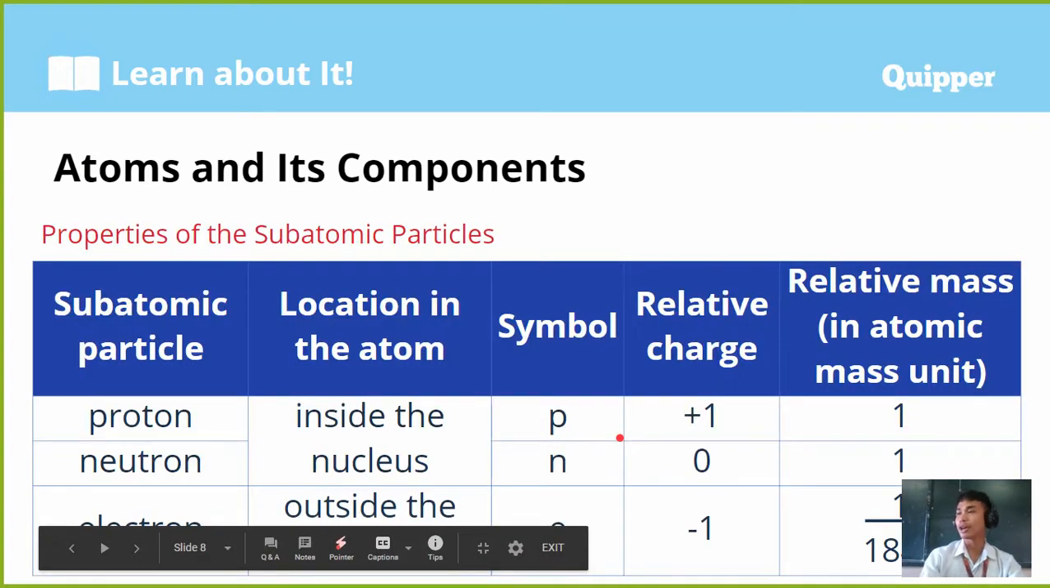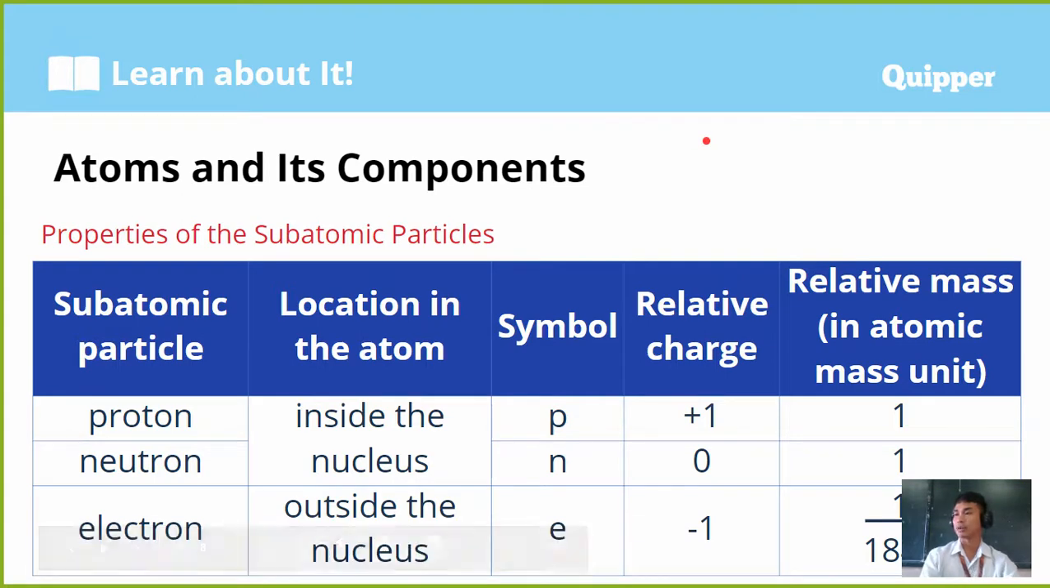Okay? So look at this table. It represents the properties of the subatomic particles. We have here 3: the proton, neutron, and the electron. For location in the atom, proton and neutron are located at the center, the nucleus or core of an atom. Electrons are orbiting around. Here are the symbols that you can use whenever you are referring to these subatomic particles. For the proton, the symbol is P.